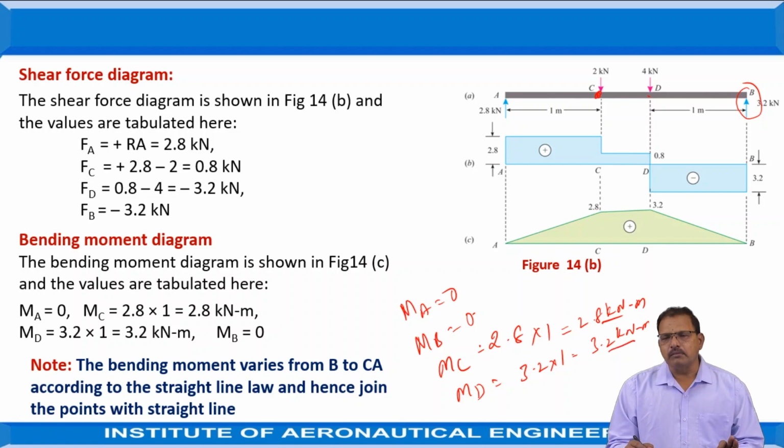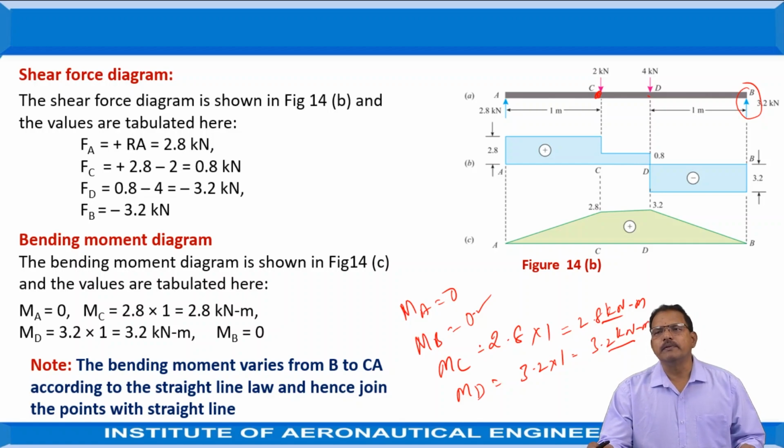The summary is the moment at A is equal to 0, at B is also equal to 0, at C is equal to positive 2.8 kilonewton meters, and at D it is 3.2 kilonewton meters. The conclusion is that the bending moment is always positive for the simply supported beam. But the shear force toward the right side is negative, and toward the left side is positive.